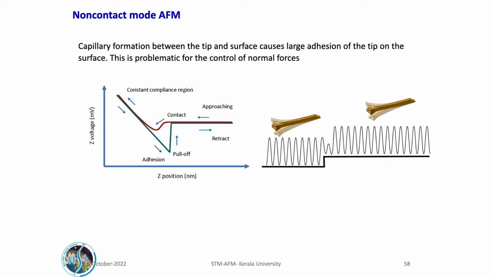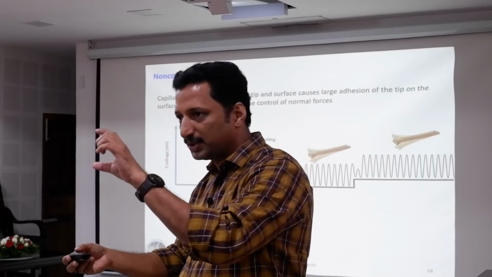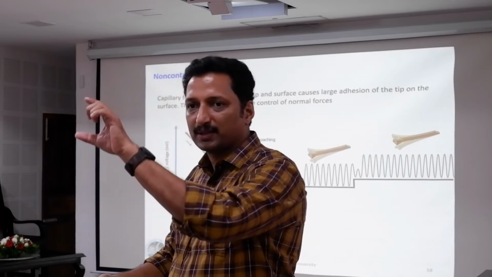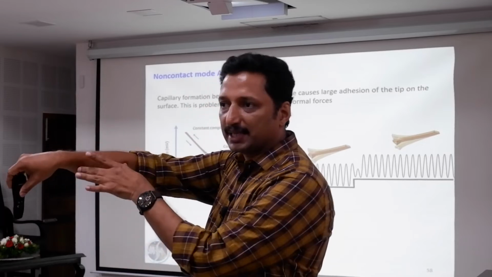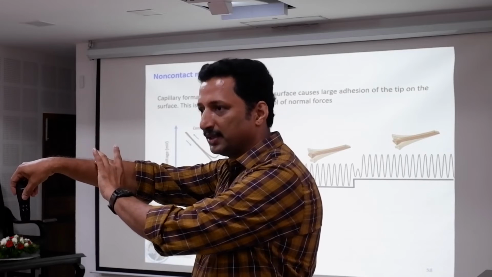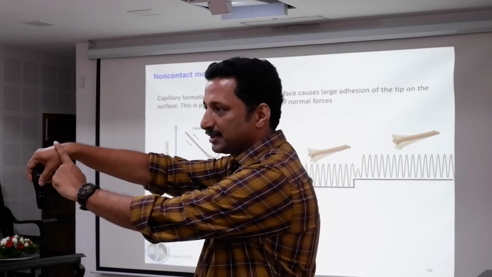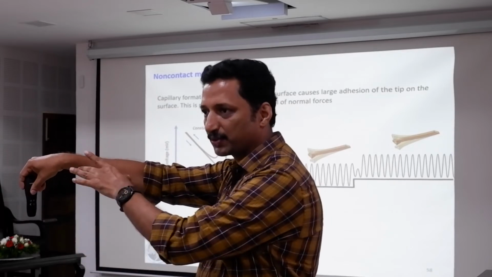In non-contact mode, the tip is oscillating. Okay, so it's not just going like that. The tip is slowly oscillating like this, which means it is coming closer and going away, coming closer, going away. So you are coming into the attractive regime, going away, and coming again into the attractive regime, going away. What happens? The cantilever has a certain resonant frequency, because it's a cantilever. Like a tuning fork, if I just press it, it will just vibrate. So it has a resonant frequency.